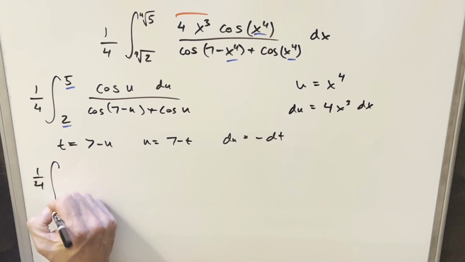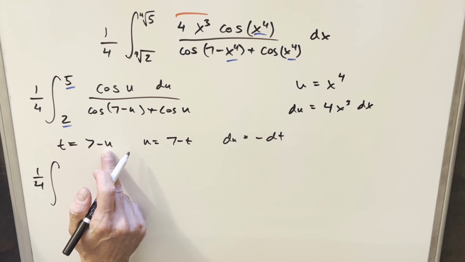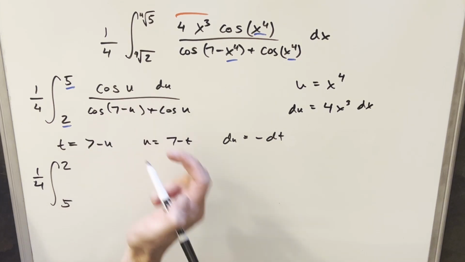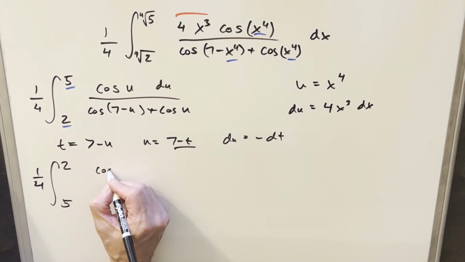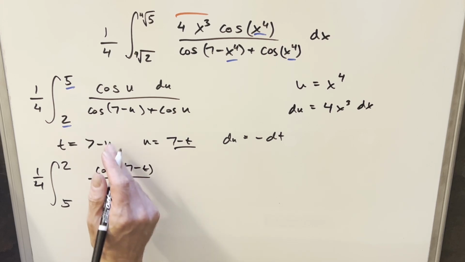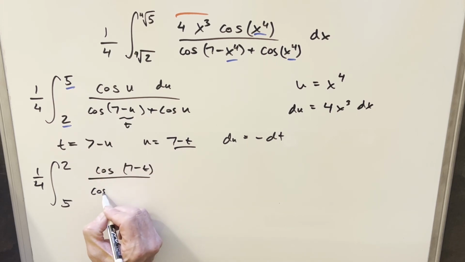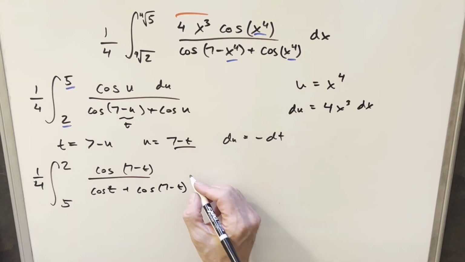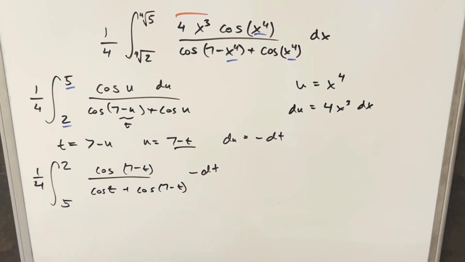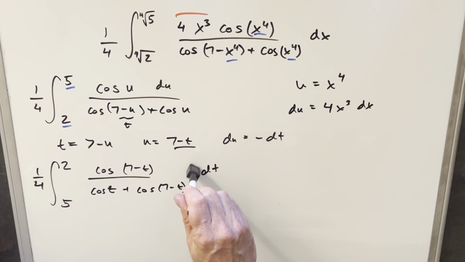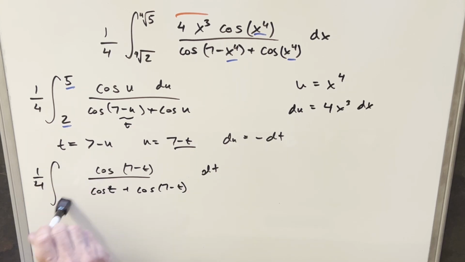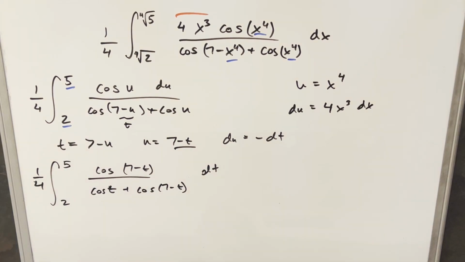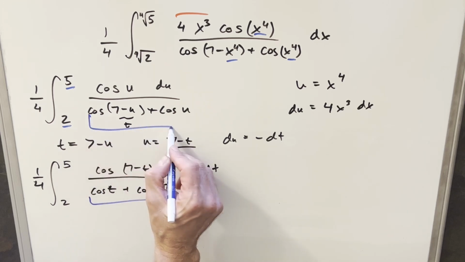So we'll have our 1/4 out front still. I plug 5 in here for the substitution, that's going to give me 2 for the upper bound. I plug in 2 and I get 5. Then for cosine of u, that's going to be cosine of 7 minus t. This thing here is actually going to become t, so we have cosine t plus, again, the same thing, 7 minus t. And let's not forget that minus sign in front of the dt. Right away I'm going to take that minus sign, bring it out front, and use it to swap my bounds. So we're going to put the bounds back, flipping them, integrating from 2 to 5.